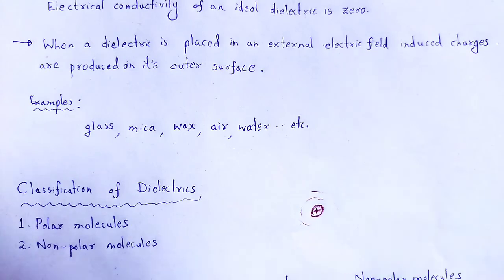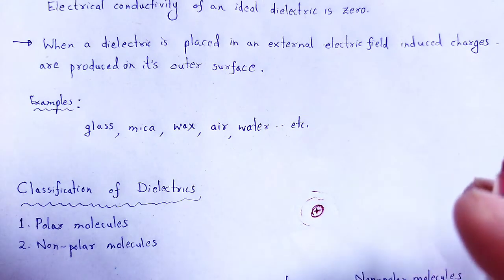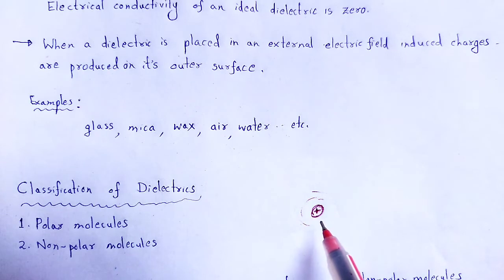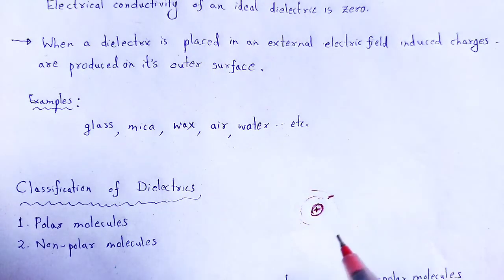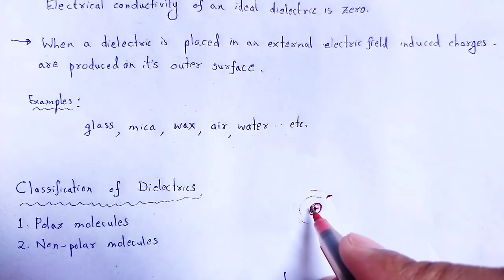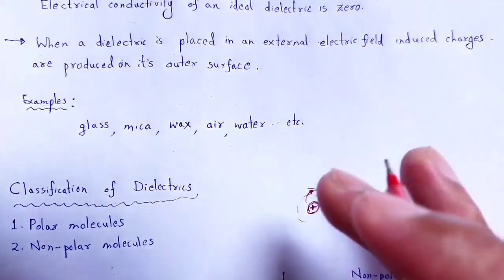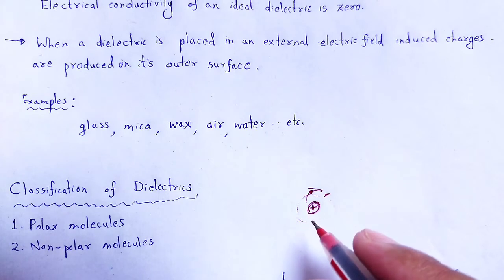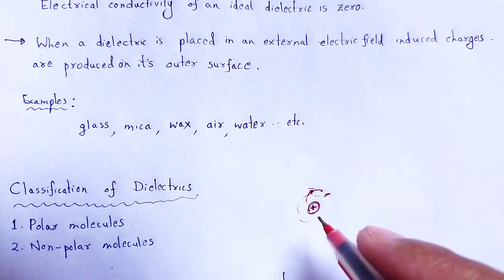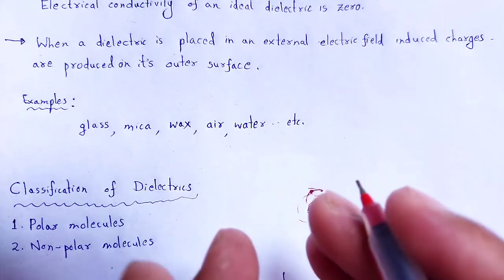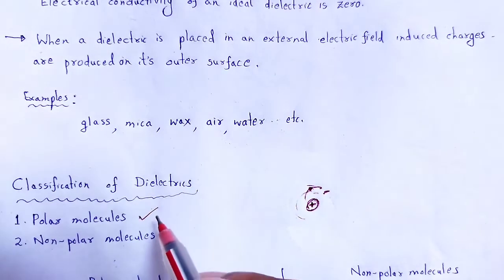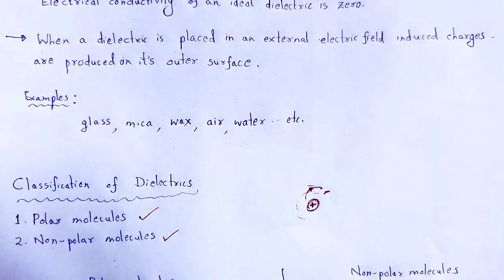In such a molecule of a dielectric, the centers of gravity of positive and negative charge may or may not coincide. These two charges may or may not coincide. Accordingly, whether they coincide or not, molecules are classified as polar molecules and non-polar molecules.